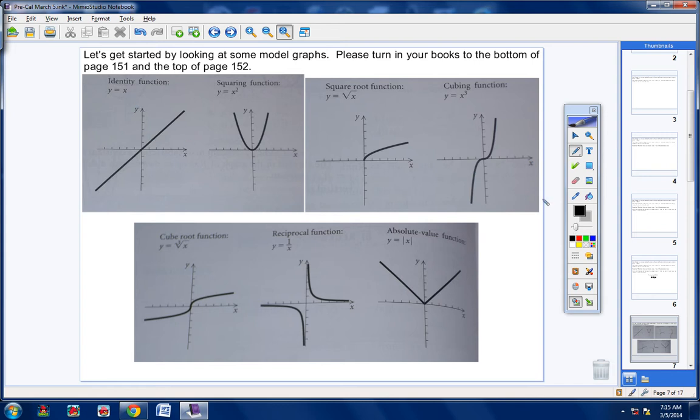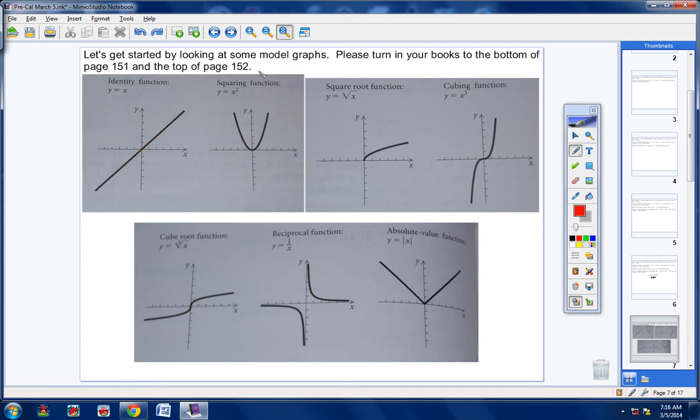y equals x would be a straight line going through the origin and through (1, 1), (2, 2), (3, 3), (-1, -1), and (-2, -2), and you draw a line, okay? This squaring function, y equals x squared, is a parabola. It goes through the origin, and then it goes through (1, 1), and then (2, 4), (-1, 1), (-2, 4). You don't need to memorize these ordered pairs at all. I'm just trying to show you basically what these graphs do.